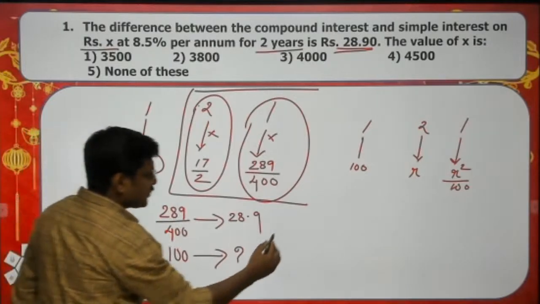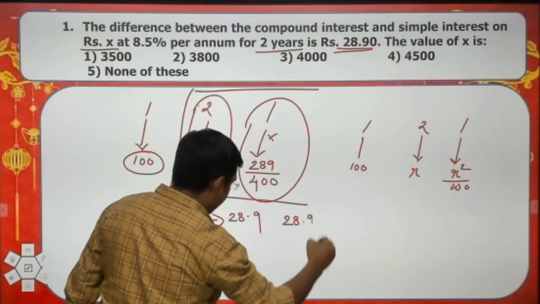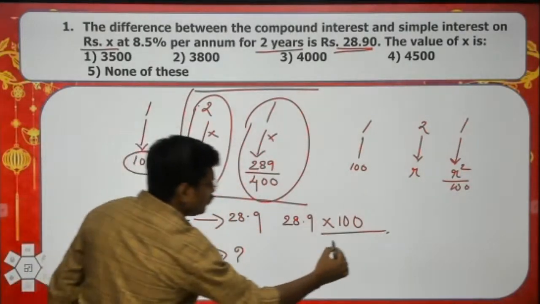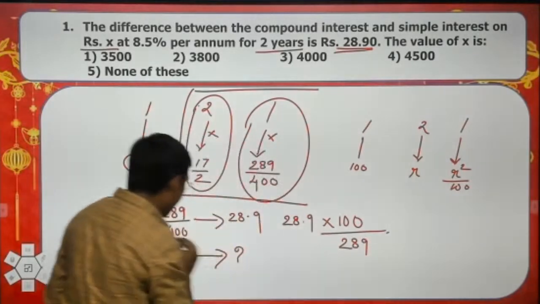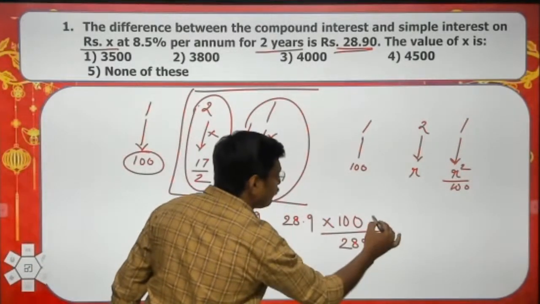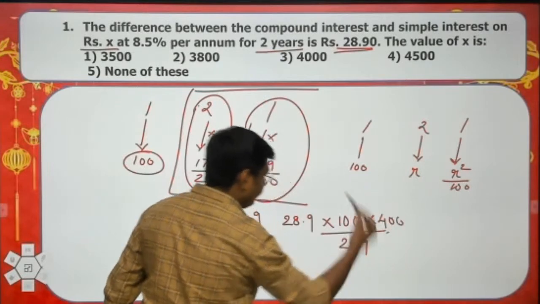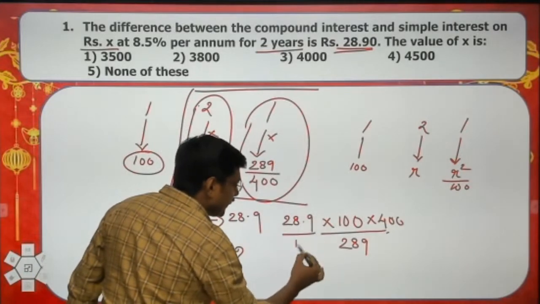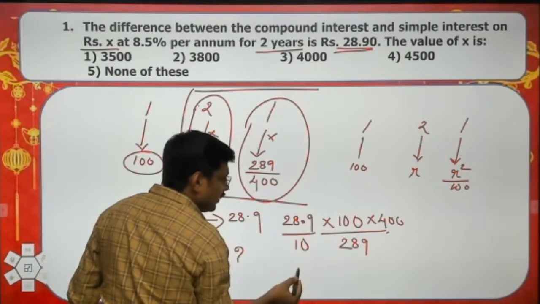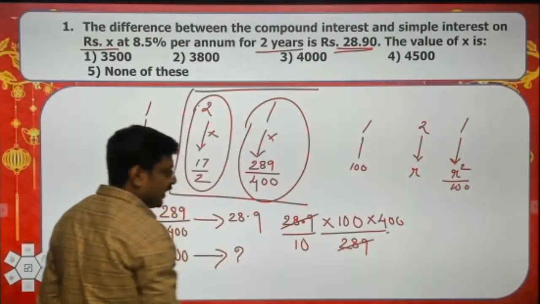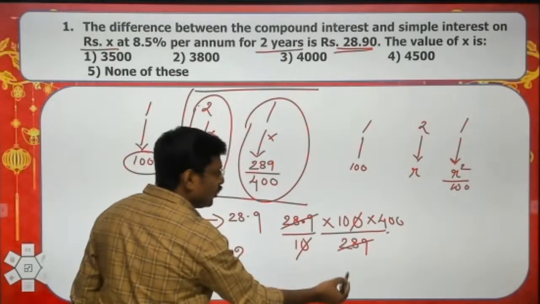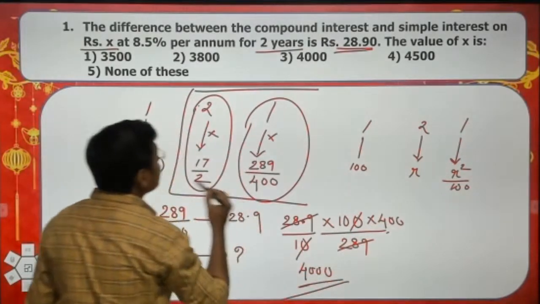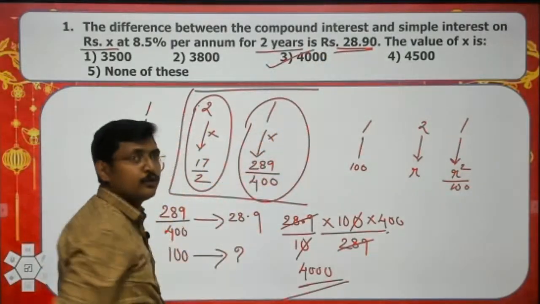So I am applying the broken chain. 28.9 into 100 divided by 289 divided by 400. I am taking that 400 to the numerator, so into 400. In order to cancel this, if I divide this with 10, then it becomes 289. Then we can easily cancel this 289 and 289. After that, I can cancel this 0 and this 0. So 400 into 10, the final answer is 4000. So for this question, the answer is option number 3, 4000.